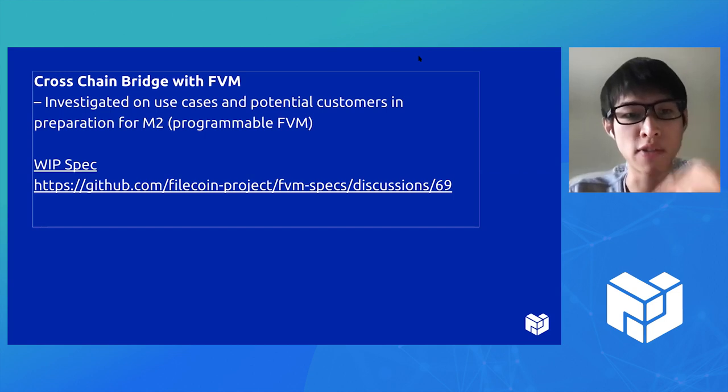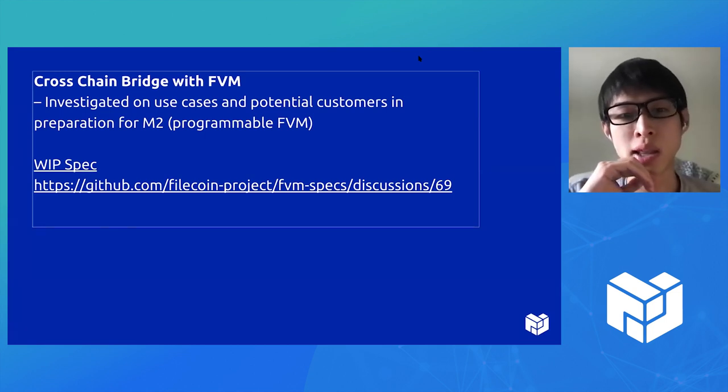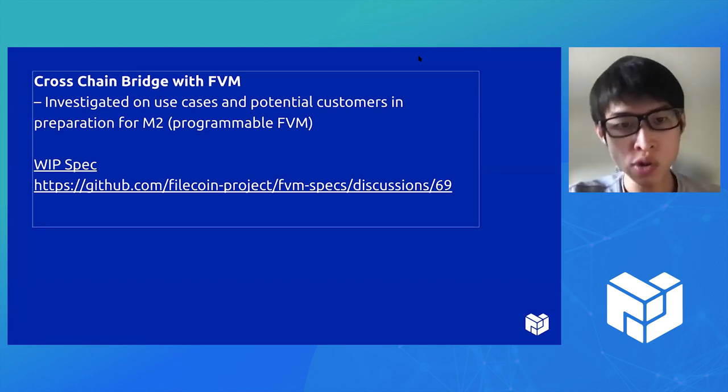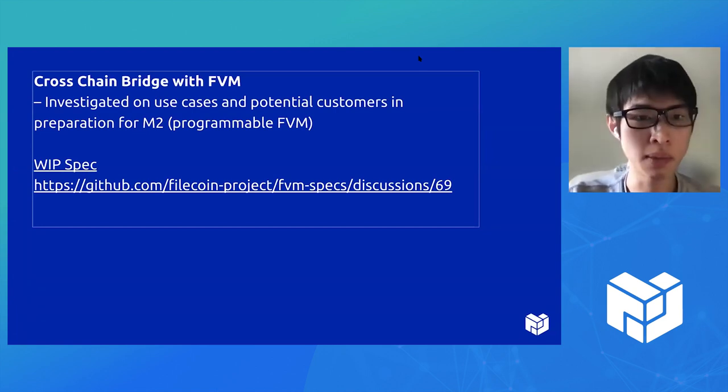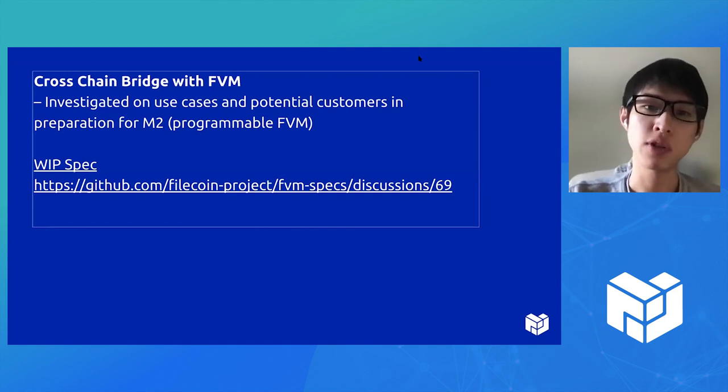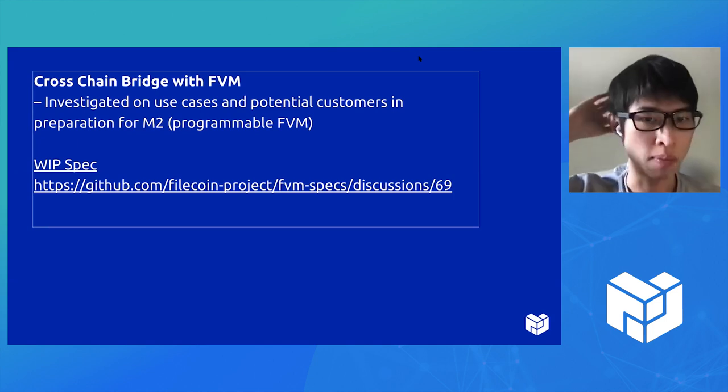So I was looking into FVM with Raul, and right now we're in the M1 stage, which is FVM is non-programmable at the moment. And then the next stage, you want to make it programmable. Essentially, we need to figure out what the use cases are, what are the things that we can build. And one core thing is, of course, cross-chain bridge.